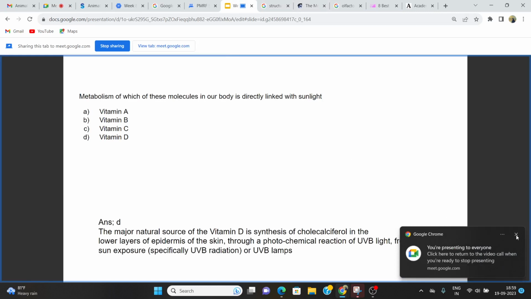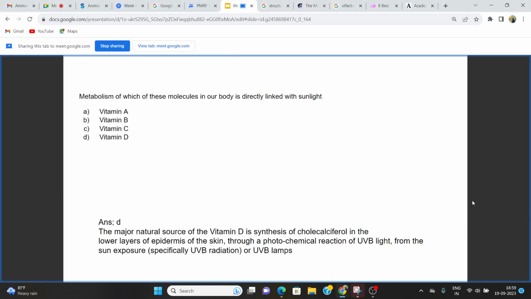So what is the major source of vitamin D? It's a synthesis of a compound called cholecalciferol, which is present in the lower layers of our epidermis. So basically, it's a photo reaction. It can convert the UV light, so it's basically a photochemical reaction.